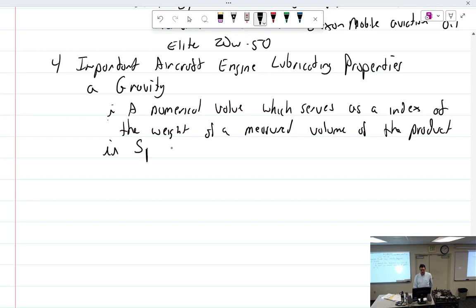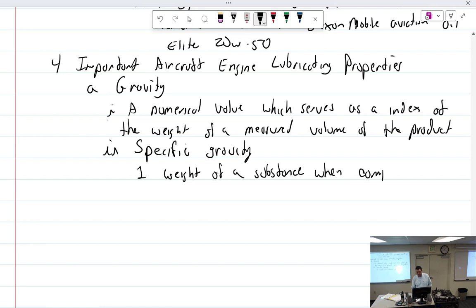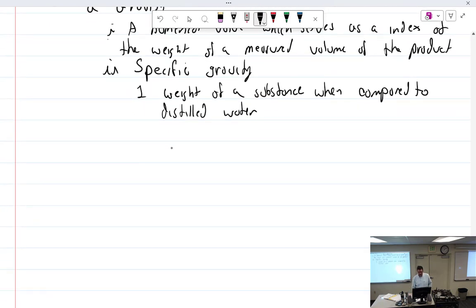All right, we talk about specific gravity. What is specific gravity? Gravity compared to water. There you go. What kind of water? Yes, it's sea level at the equator. Specific gravity is the weight of a substance when compared to distilled water. So distilled water has a specific gravity, SG. SG stands for specific gravity.